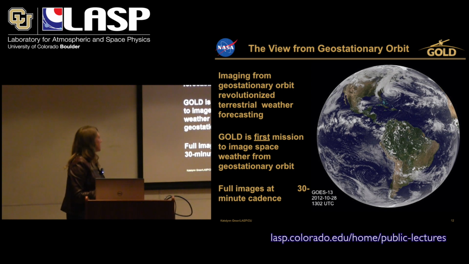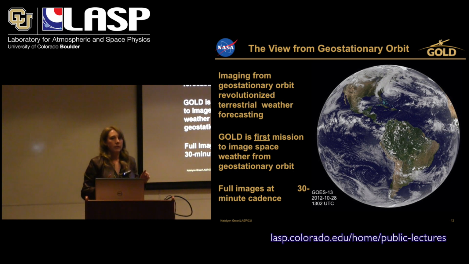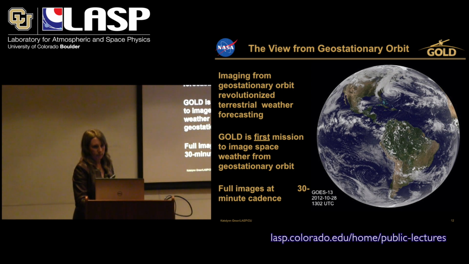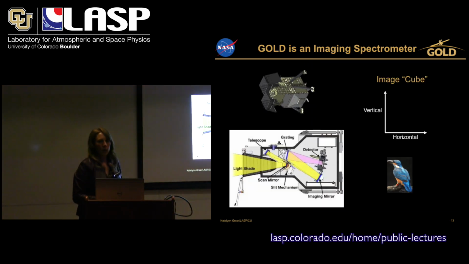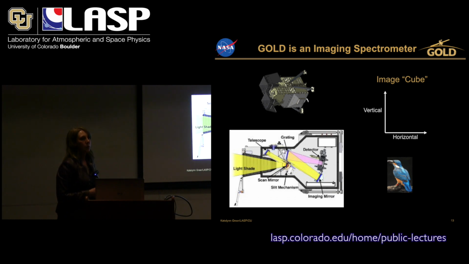And the way we're going to do this is by producing images of Earth's disk every 30 minutes in the far UV. The GOLD instrument itself is what we call an imaging spectrometer. So this is a CAD drawing of the GOLD instrument. It has 2 identical channels, channel A and channel B. And if we were to cut channel B straight down the middle, we'd get a cross-section like this.